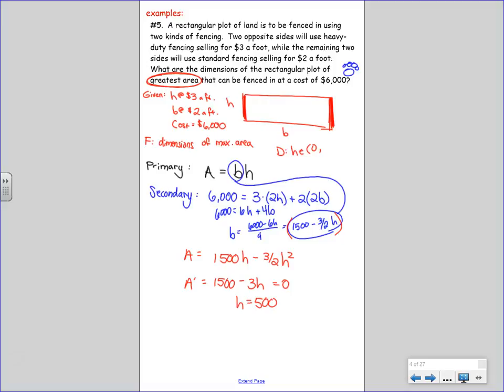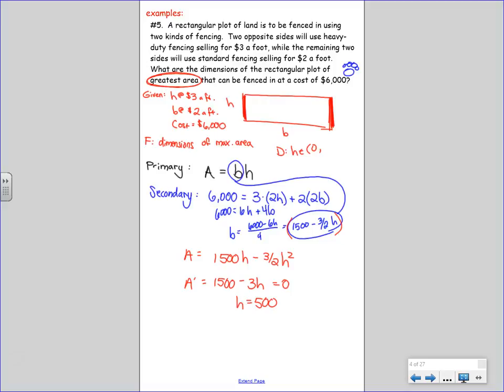Oh, okay. How big can H be? Infinity! No, no, no, no, you only have $6,000. If you think about H, you have to have 2 lines of H, right? But I guess B could be 0. We could say 2H times 3, which would be 6. No, H can't be very big. He can only be 1,000. Because if H was 1,000, I'd have 2,000 times $3. I would spend all my money on my heavy-duty fencing. So H could only be 1,000.